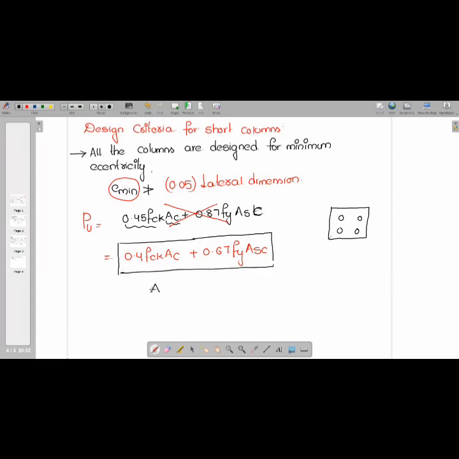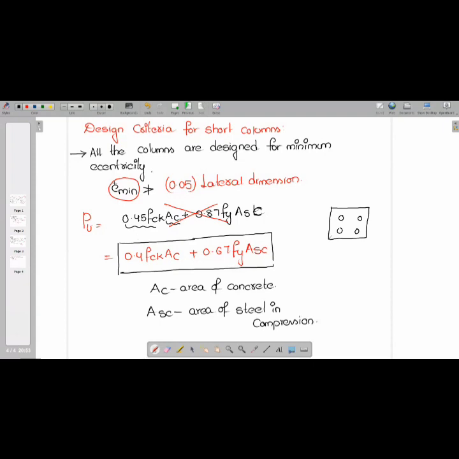Okay, what is AC? AC is nothing but the area of concrete. ASC is known as the area of steel in compression. AC is the area of concrete and ASC is the area of steel in compression.